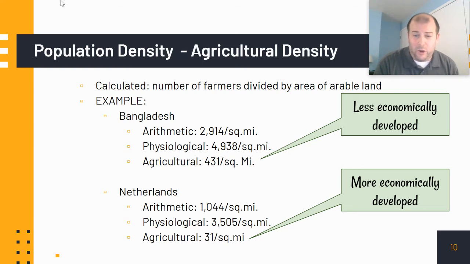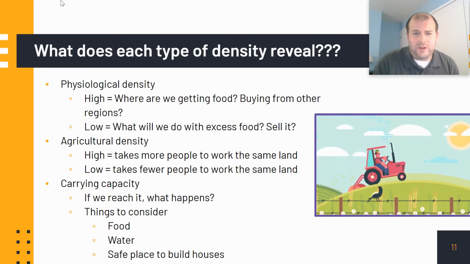Well, the Netherlands having such a low agricultural density compared to Bangladesh, I can infer or conclude that farmers in the Netherlands do have access to that farming technology, such as tractors, that allow fewer farmers to farm larger plots of land. Just think of the United States, for example, and how little of the population in this day and age actually farms. And that number keeps going down as fewer and fewer farmers start farming larger and larger plots of land. So agricultural density can give you insight on a country's level of economic development. So again, what do these densities reveal?